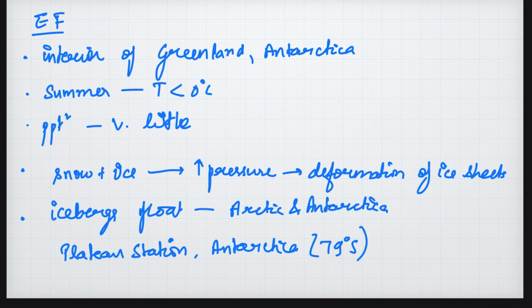Coming on to EF, which is frost type of climate or the polar ice caps. It is found in the interiors of Greenland and Antarctica. In summer, the temperature remains below freezing point. Precipitation is very little. It is mainly snow and ice there, which accumulates, increases pressure and leads to deformation of ice. Thus, icebergs float in Arctic and Antarctica.